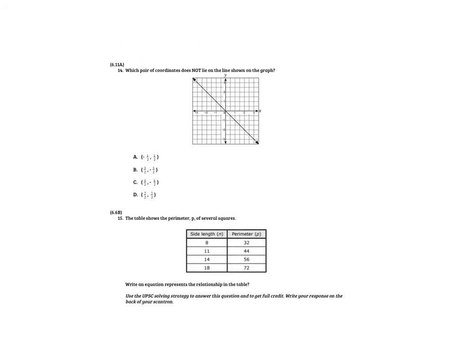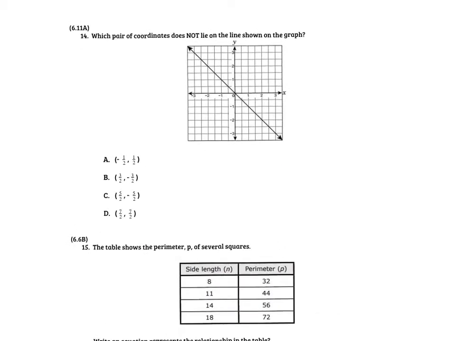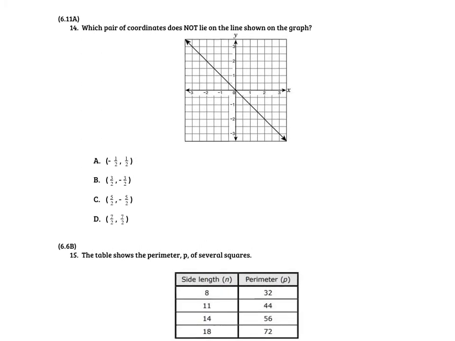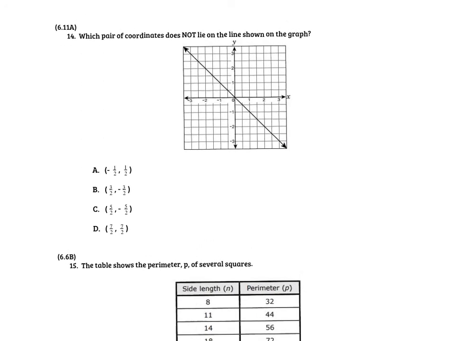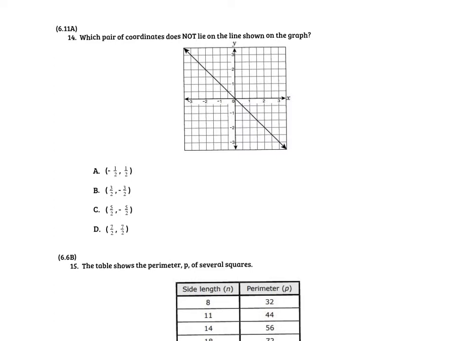Number 14. Which coordinate does not lie on the line shown in the graph? A, negative 1/2, 1/2. B, 3/2, negative 3/2. C, 5/2, negative 5/2. D, 7/2, 7/2.